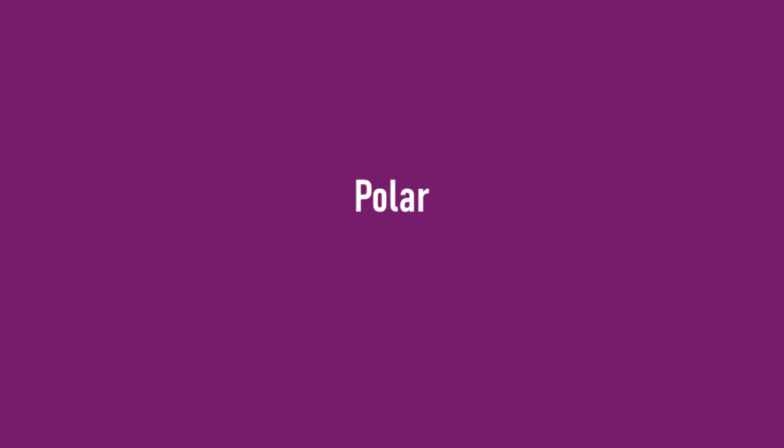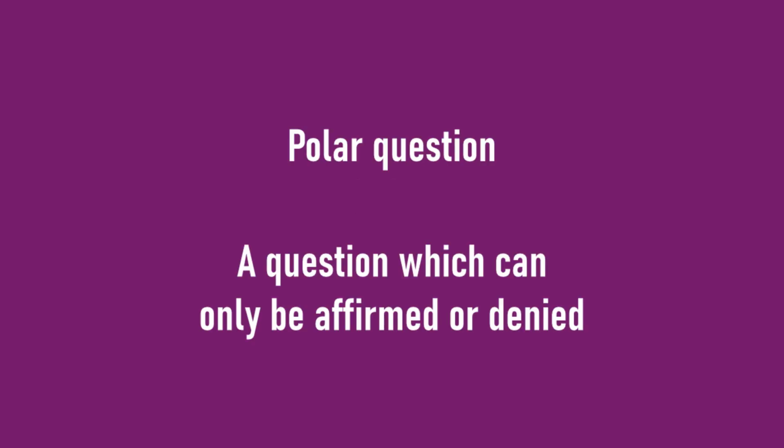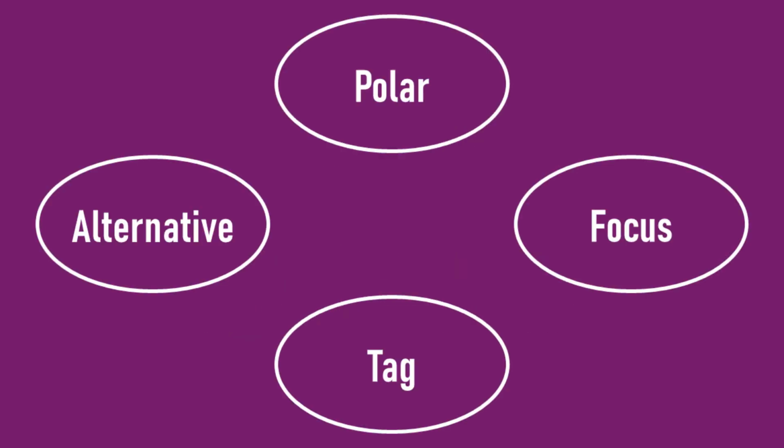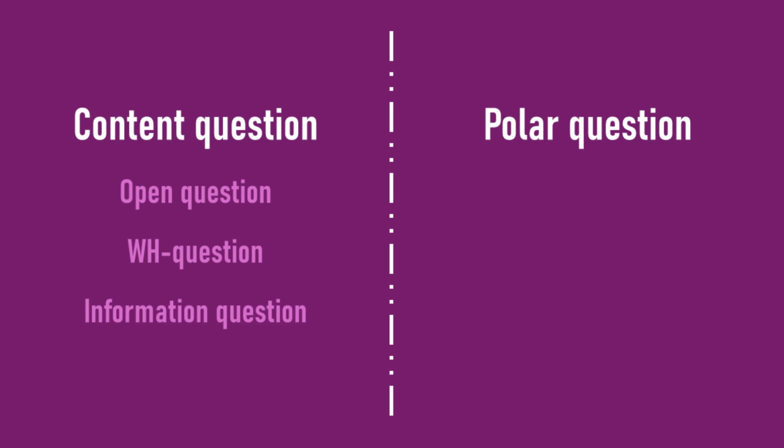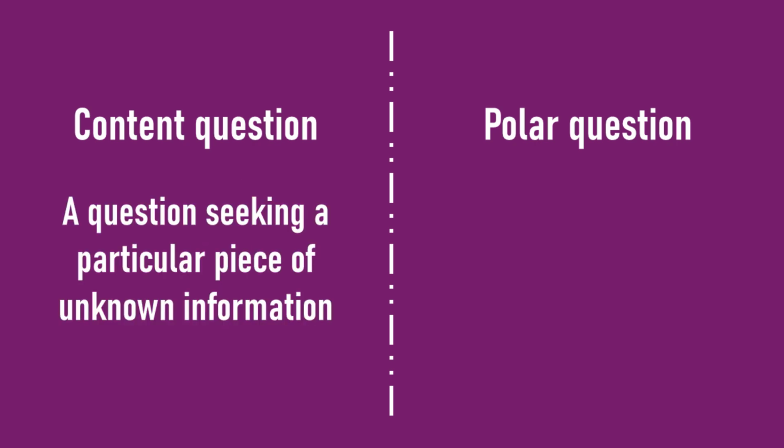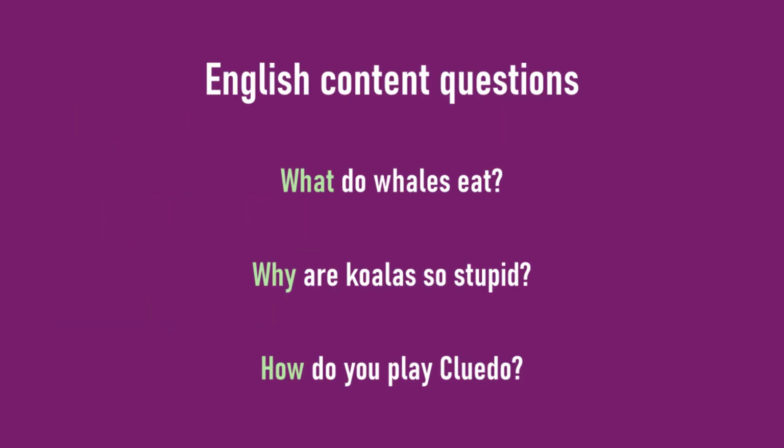In linguistics, describing a question as polar means that it's a question that can only be affirmed or denied. There are many different ways you can categorise questions, but one of the most basic is between content questions and polar questions. Content questions, which may also be called open questions, WH questions, or information questions, seek to obtain a specific type of information, such as place, time, name, or location. In English, we can form these using WH words, such as who, why, what, when, and how.